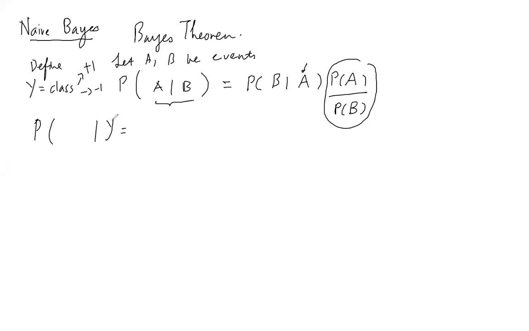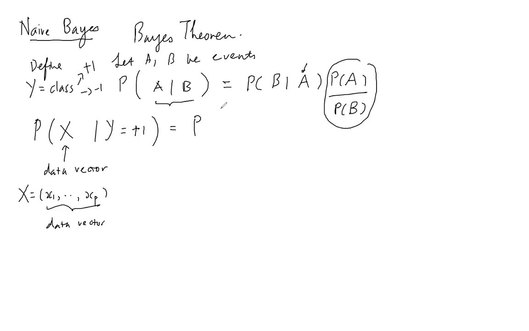So for a particular class, suppose you know that the sample belongs to a certain class. What's the probability of observing the data vector? So your X is some data vector. This is what you can actually calculate, because you restrict yourself to a particular class, and then you try to find this probability.